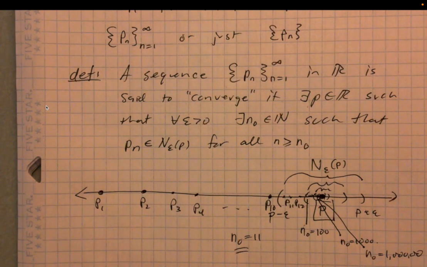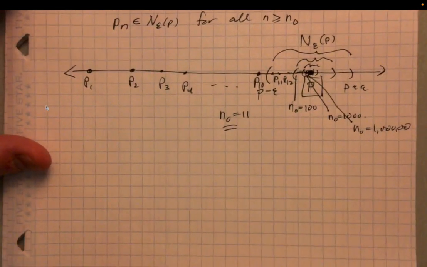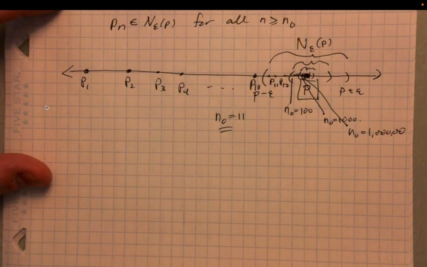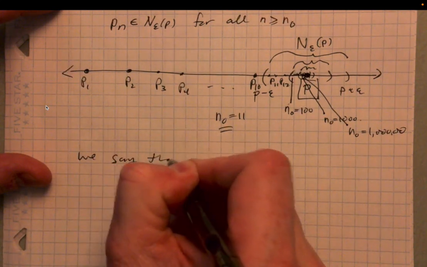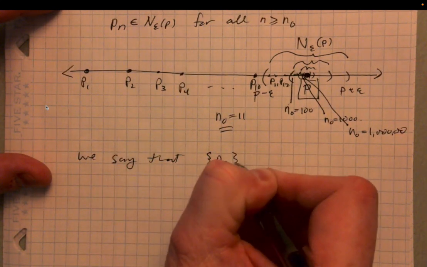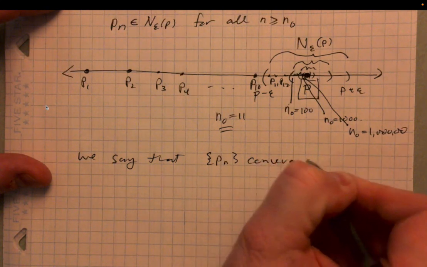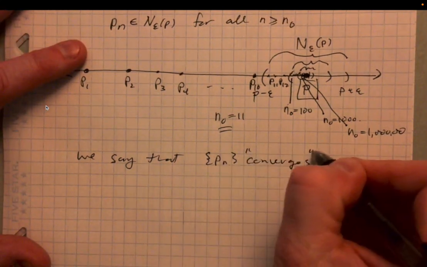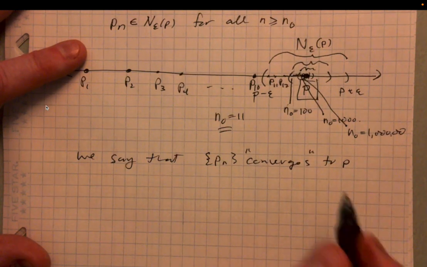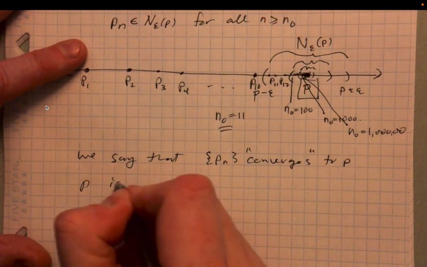Okay. And so we'll frequently write this idea of a convergent sequence as a limit. So we say that p sub n converges to p. That's some of the terminology we'll use: converges to p. We'll also say that p is the limit of the sequence.